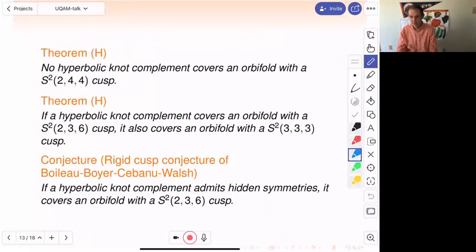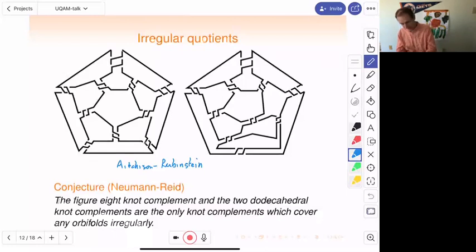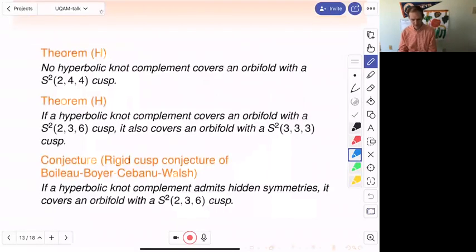Also, I should say that these 2 knot complements do cover an orbifold with an S2(3,3,3) cusp and an S2(2,3,6) cusp. So we see 2 out of the 3 cusp types showing up in the quotients of these 2, and in fact, the same thing for the figure-8 knot complement. There's a quotient with only components of order 3 on its cusp, and there's a quotient with components of orders 2, 3, and 6. So we see 2 of the 3 cusp types, and that's not an accident.